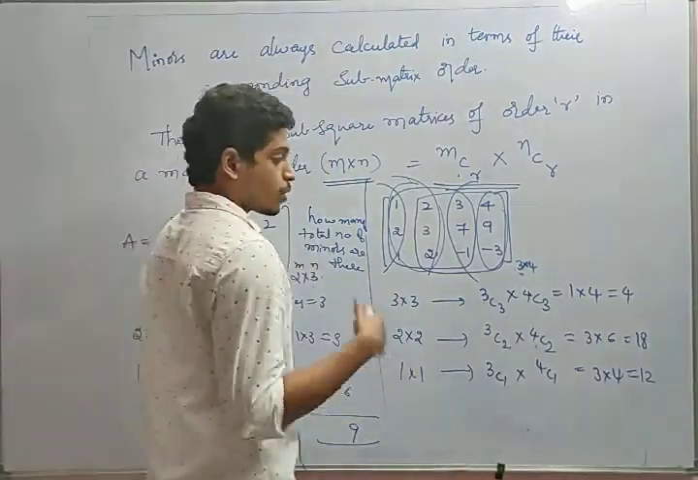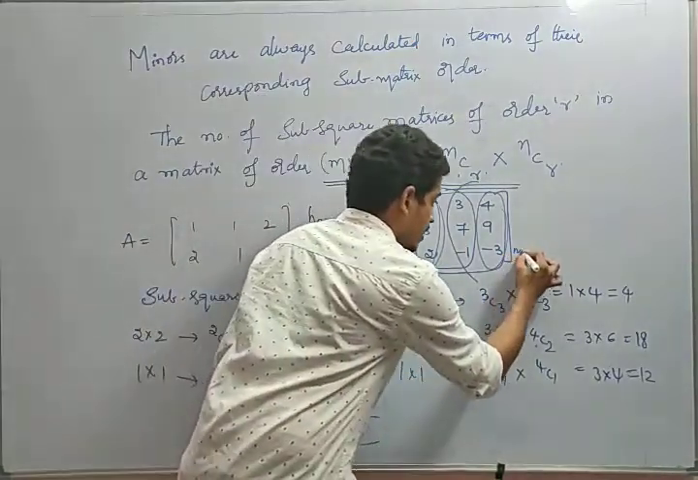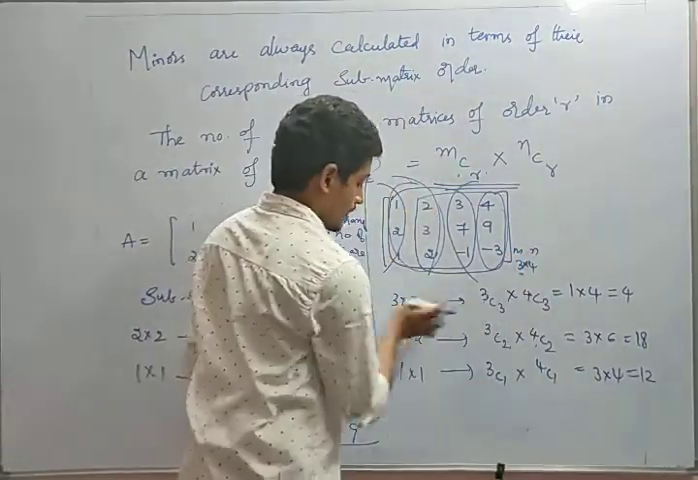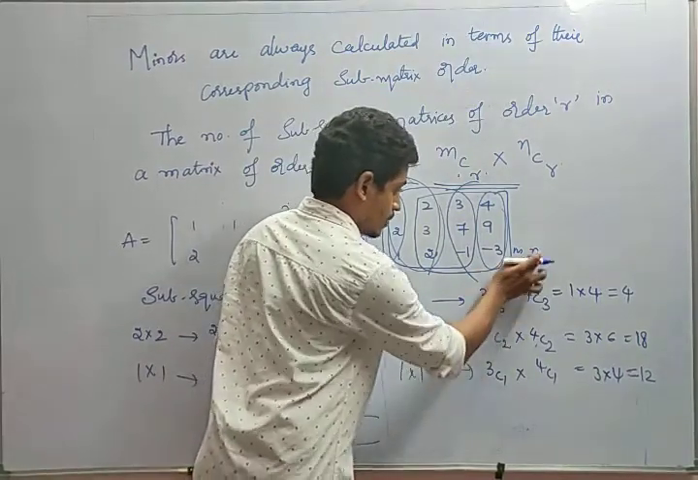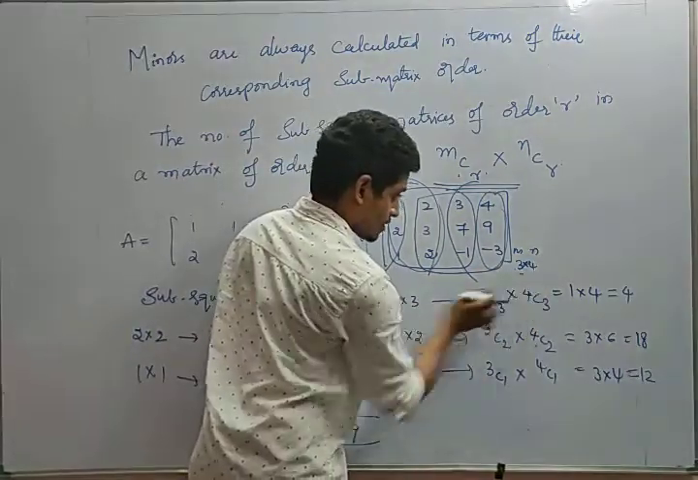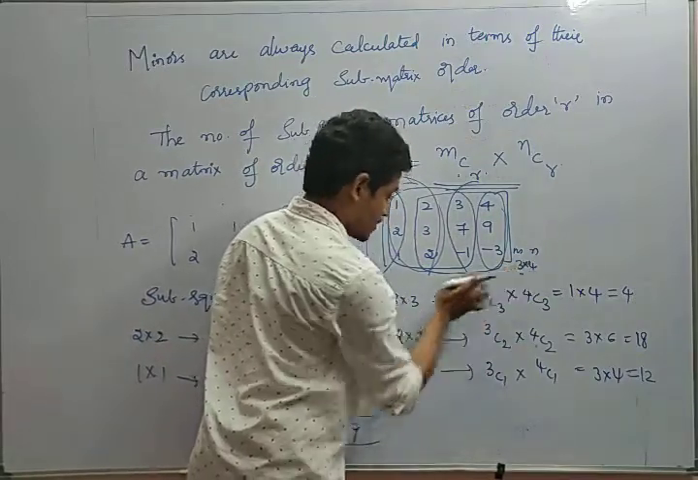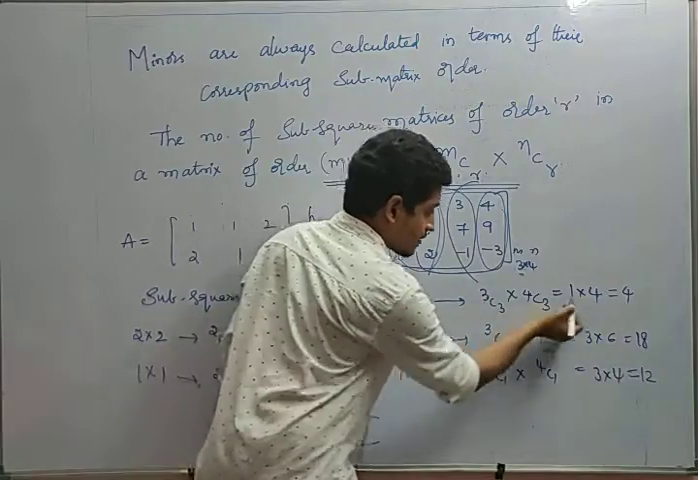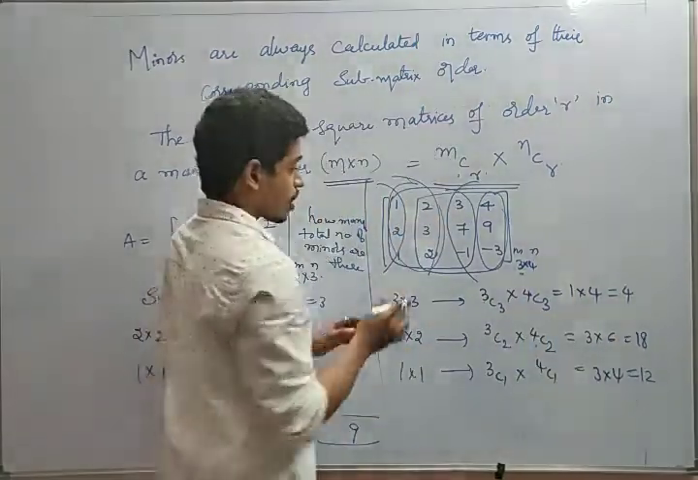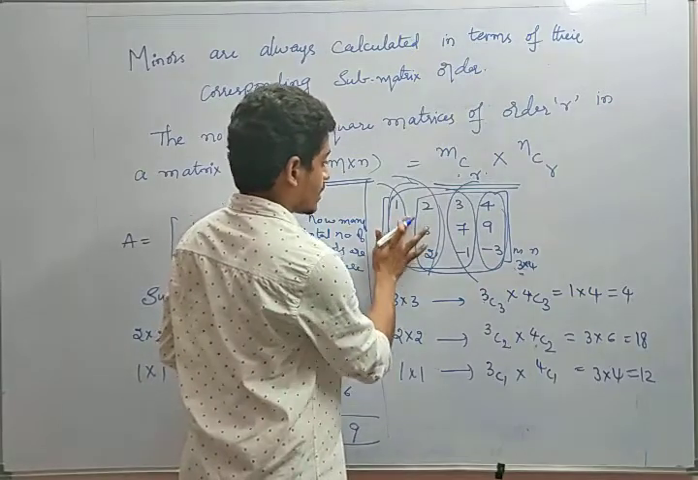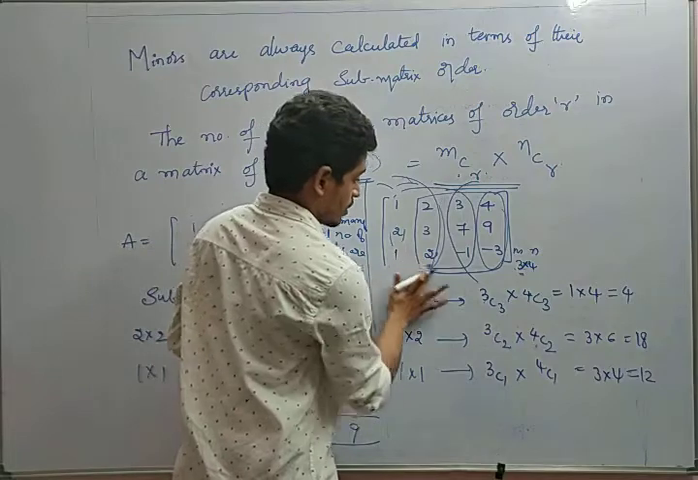So in order to overcome the confusion, simply apply this formula. What is the value of M? This is M and this is N. So 3 by 3 matrix, 3C3 into 4C3, mCr into nCr. 3C3 value is 1, 4C3 value is 4, total 4. Next, 2 by 2. How many 2 by 2 matrices are we going to get? No need of counting like this, it is a sort of confusion. Just apply the formula.